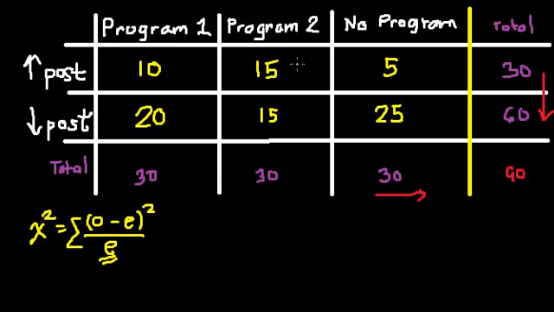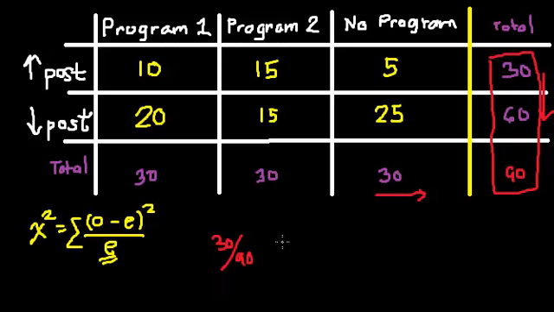So it actually means that if you look at this part of the table here, the logic tells us that out of 90 test samples from each particular program and no program, 30 out of 90 had a higher post-test, and hence that is our expected percentage of students, and that's equal to a percentage of 1/3, or 33%.